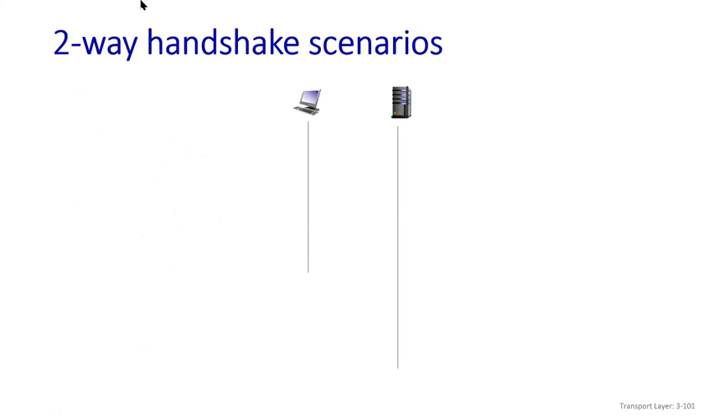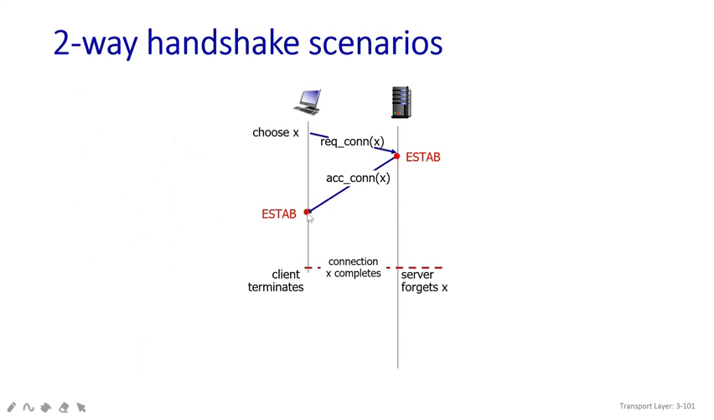Now next, here one more situation is there where you are going to choose X. You have sent the request connection. Here this is the state. You have accepted the connection. So now what will happen? But you have not sent any kind of data. You just requested the connection, it was accepted, and the client wants to terminate. What will happen? Client terminates. If the client terminates, then the connection also will get closed.